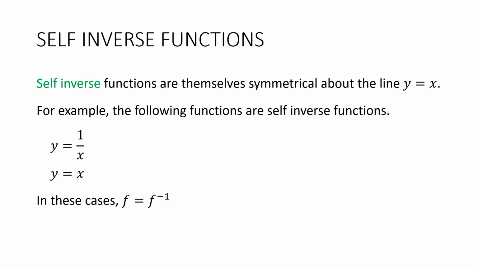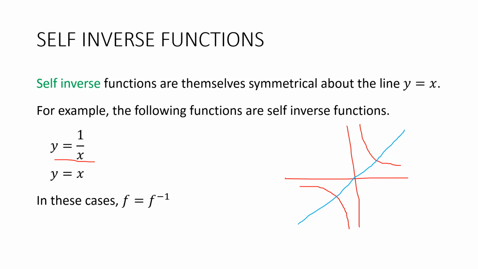Just having a look at the first one, y equals 1 on x, if we drew up its graph, it's a hyperbola, it looks like this. And if we drew the line y equals x through the middle there, you can see how it's symmetrical on both sides. And when we switch these two around, what do we get? x is equal to 1 on y, switch them around again and you get y is equal to 1 on x. So they're just self-inverse. Okay, that brings us to the end of this topic.